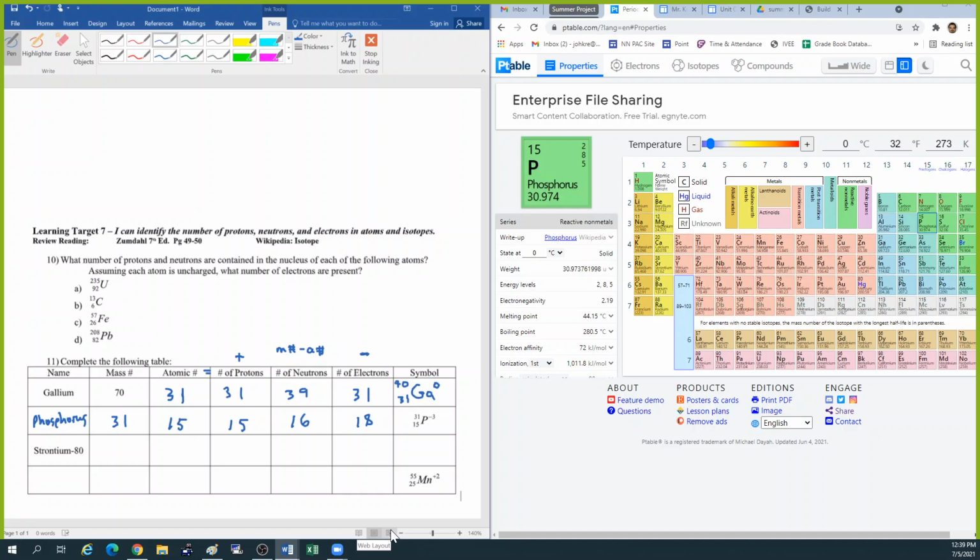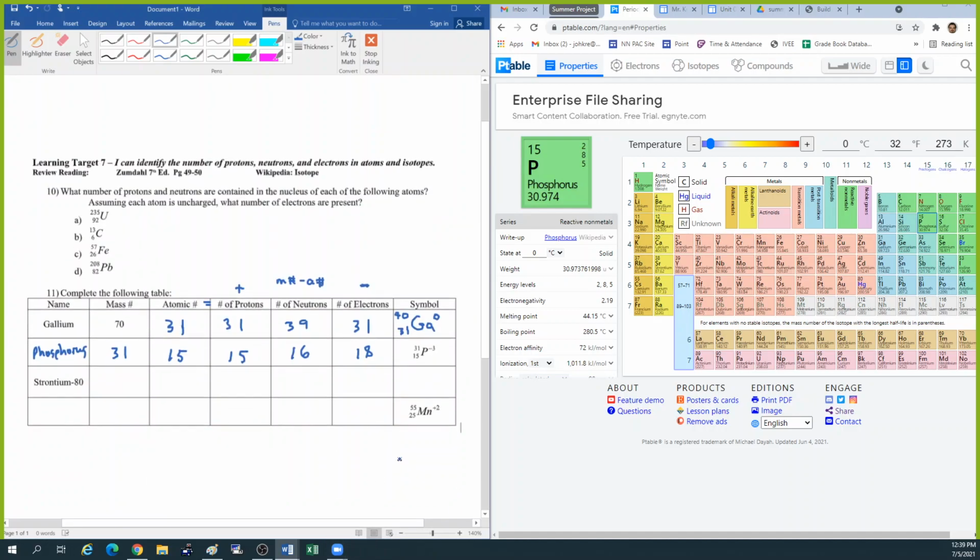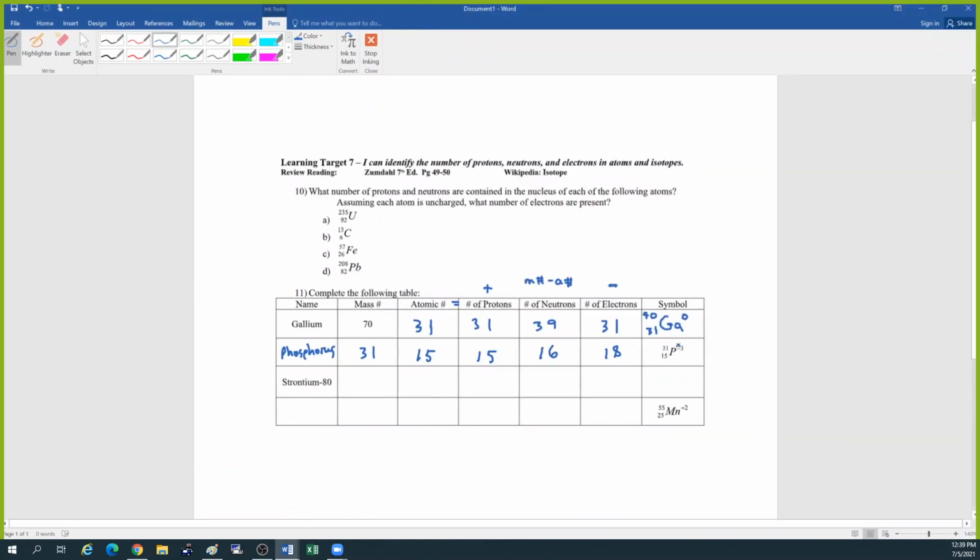Any questions on that before I turn you loose on the next two and see if you can figure them out? I'll zoom in so you can see a little bit better.